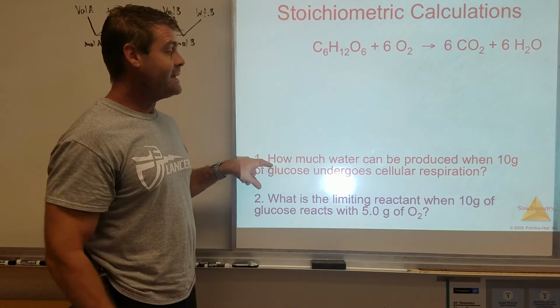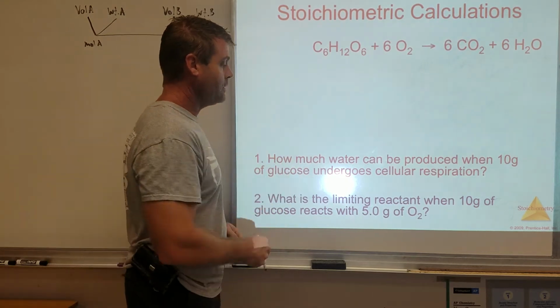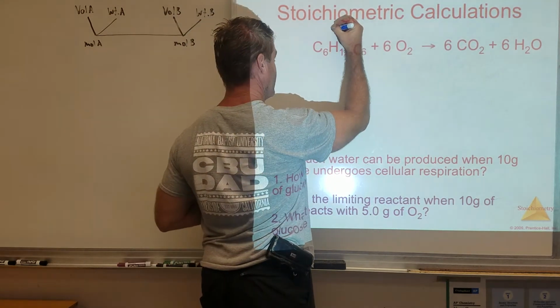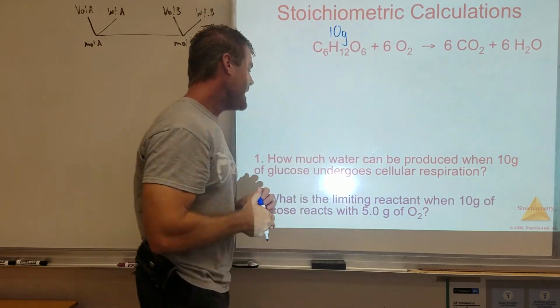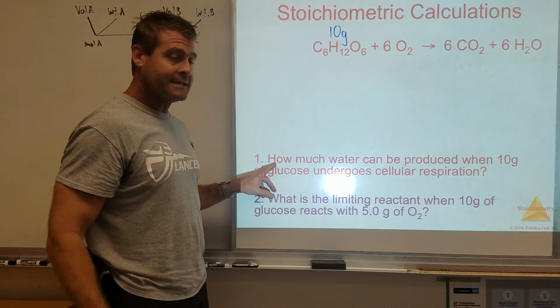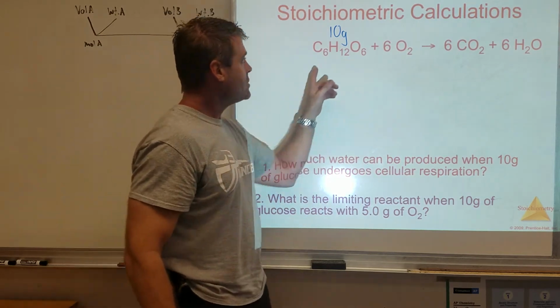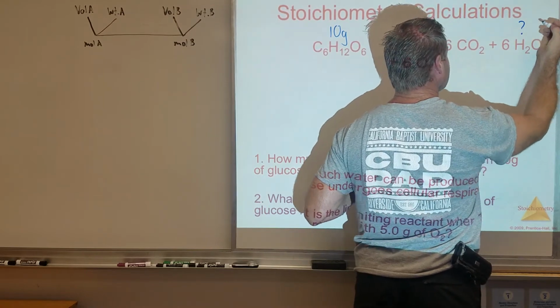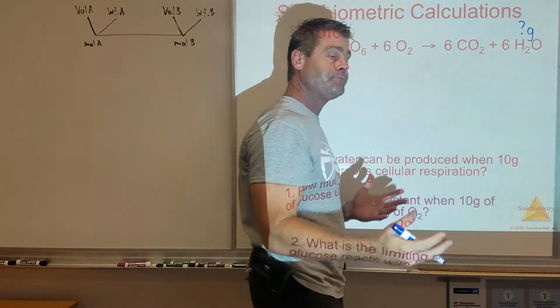So I would take information from the problem and put it over the corresponding substance. It tells me I have 10 grams of glucose. I find my glucose, I have 10 grams. And then the question I'm asking is, how much water can be produced? So I'm going to water, that's my question, I don't know. And it says how much, in this case we'll just do grams.